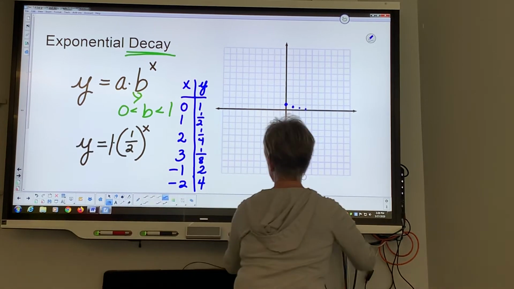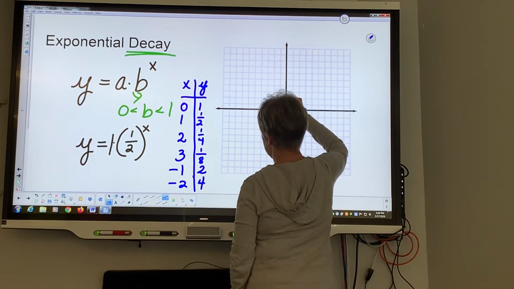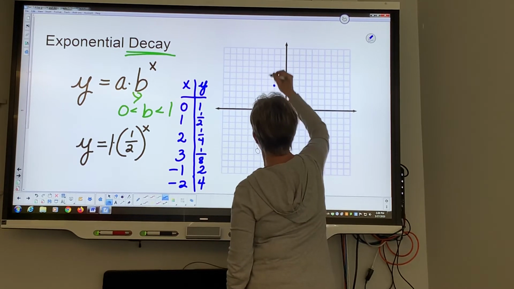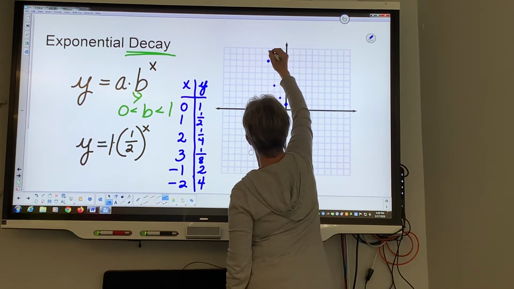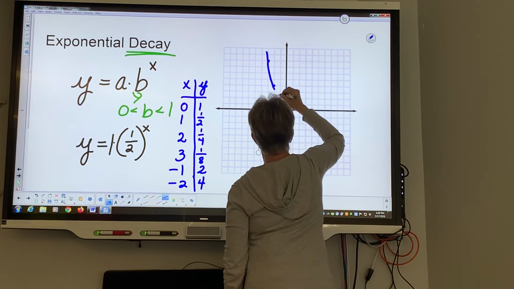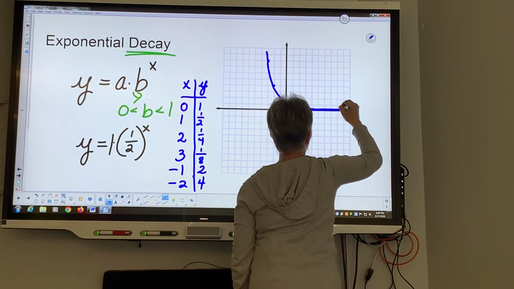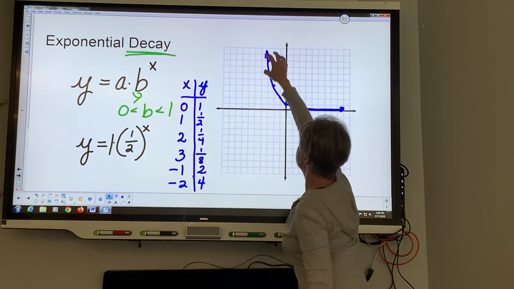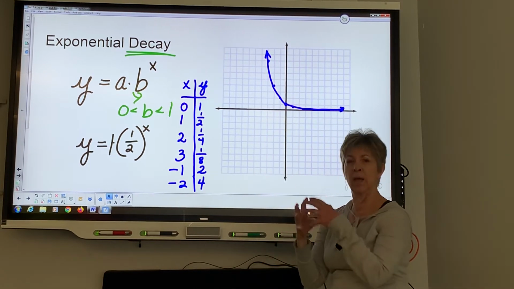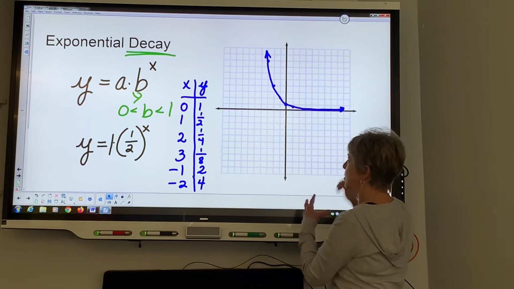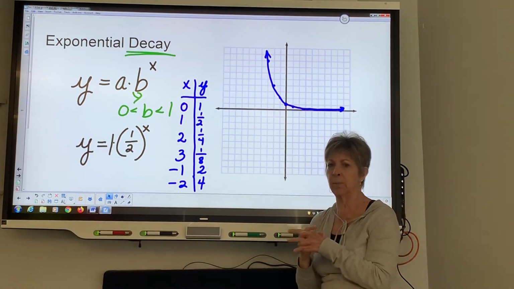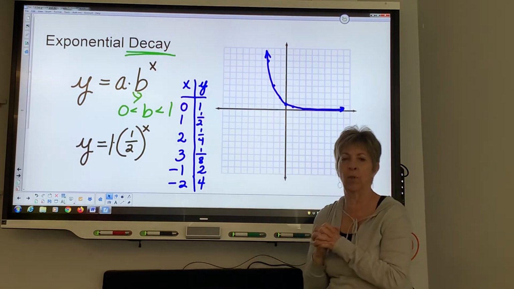So as I go into the negatives, at -1, I'm at 2. At -2, I'm at 4. At -3, I'd be up at 8. So this kind of looks just like it's going the opposite way of an exponential growth function. This is going down. The value is going down as x goes up. And it drops dramatically in the beginning and then starts to level off.